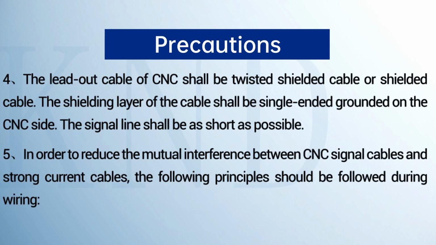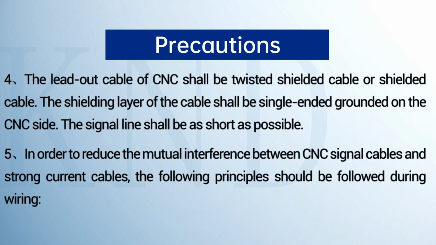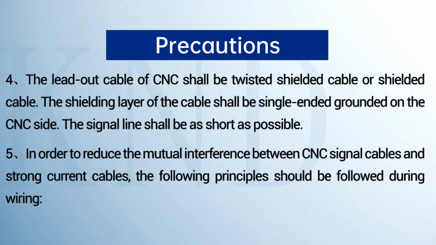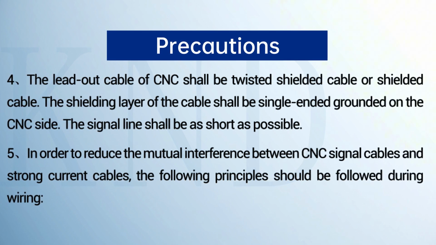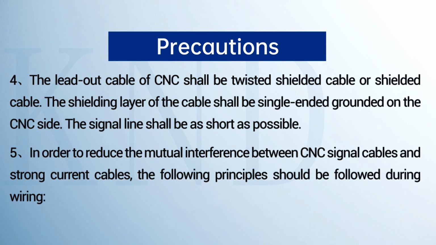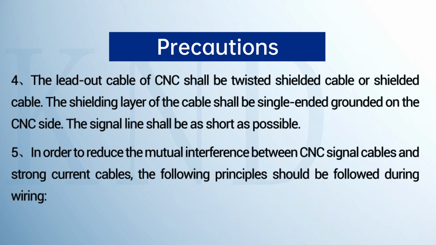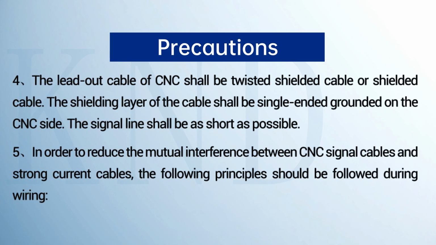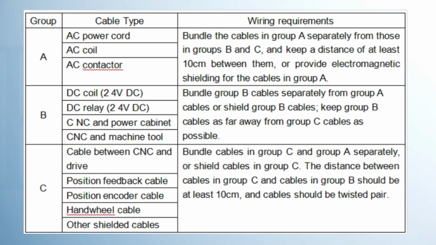4. The lead-out cable of CNC shall be twisted shielded cable or shielded cable. The shielding layer of the cable shall be single-ended grounded on the CNC side. The signal line shall be as short as possible. 5. In order to reduce the mutual interference between CNC signal cables and strong current cables, the following principles should be followed during wiring.